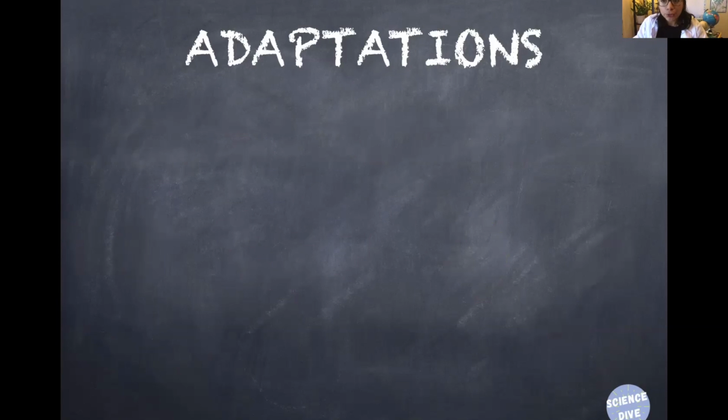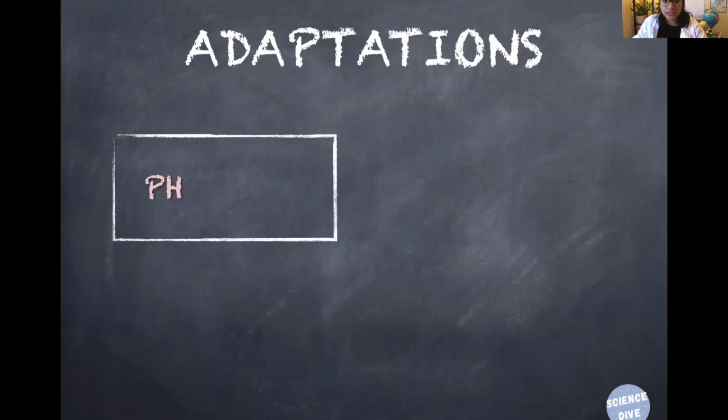Now, there are two types of adaptations. The first being physical. I know earlier I mentioned that adaptations were only physical, but there are two. Let me correct myself. So physical, anything you see in your body, anything you can do with your body is a physical adaptation. You're usually born with it though.